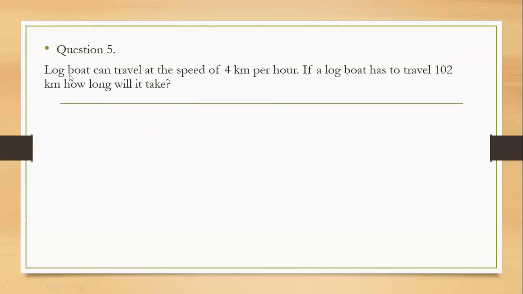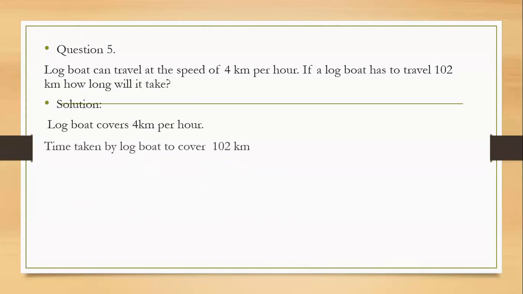Next question. A logboat can travel at the speed of 4 km per hour. If a logboat has to travel 102 km, how long will it take? So again, we'll see the given data and see what we have to calculate. What is given? Logboat covers 4 km per hour. So what we have to calculate? We have to calculate the time taken by the logboat to cover 102 km.